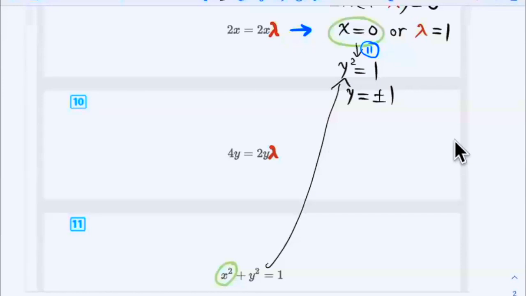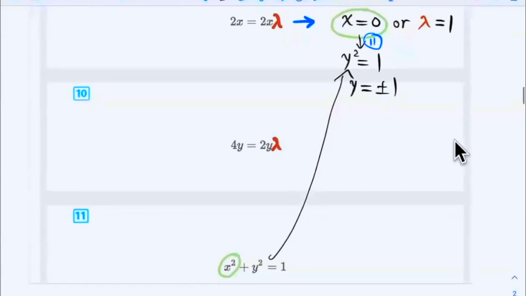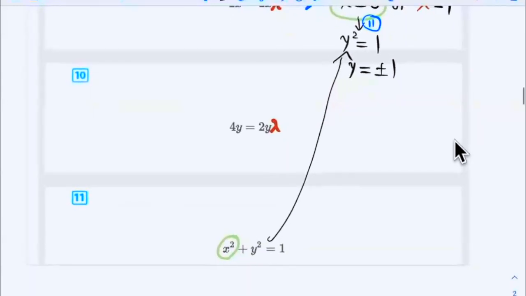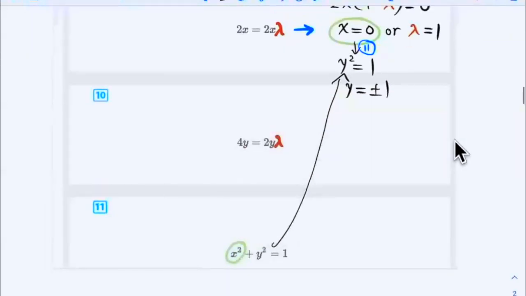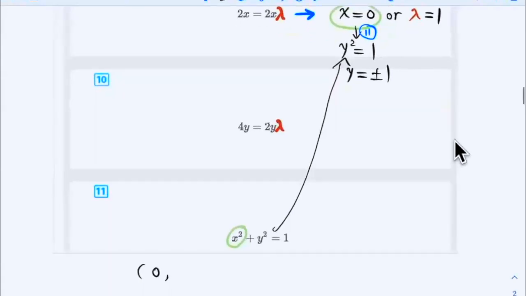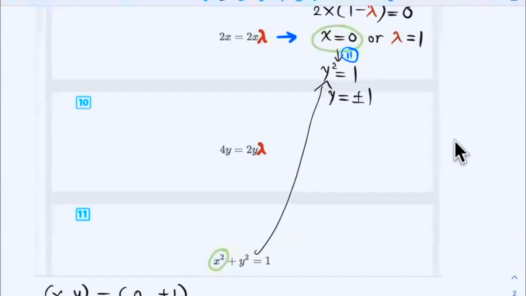So this is actually one of the two. So we have one solution. So xy could be equal to, so this could be 0, and then y could be plus or minus 1, right? So xy could be equal to this. So this is two possibilities right here. When x equals 0, y is plus or minus 1.